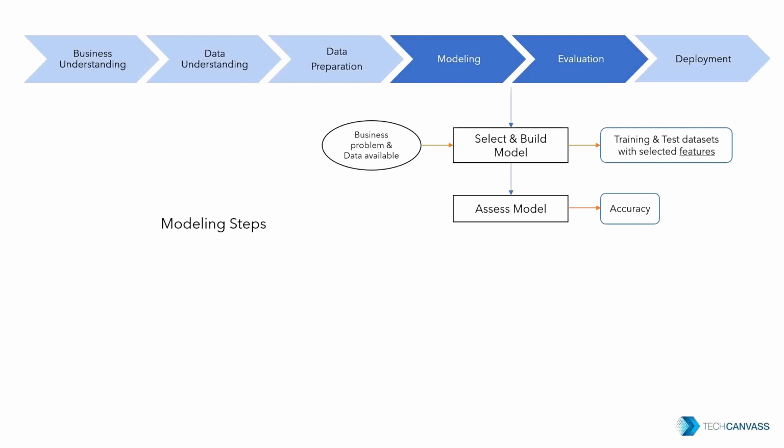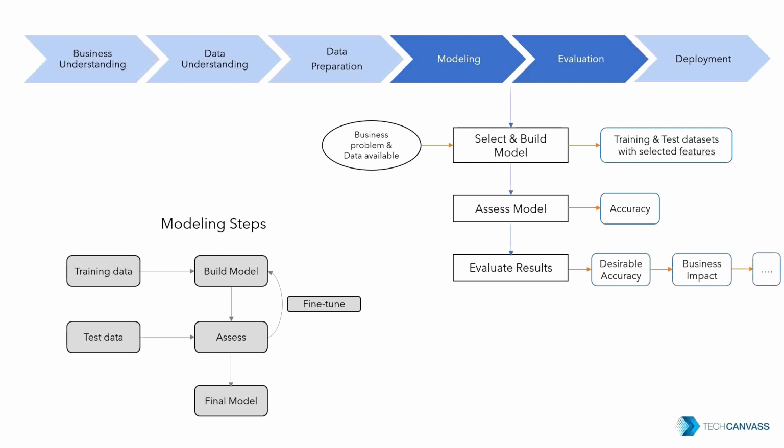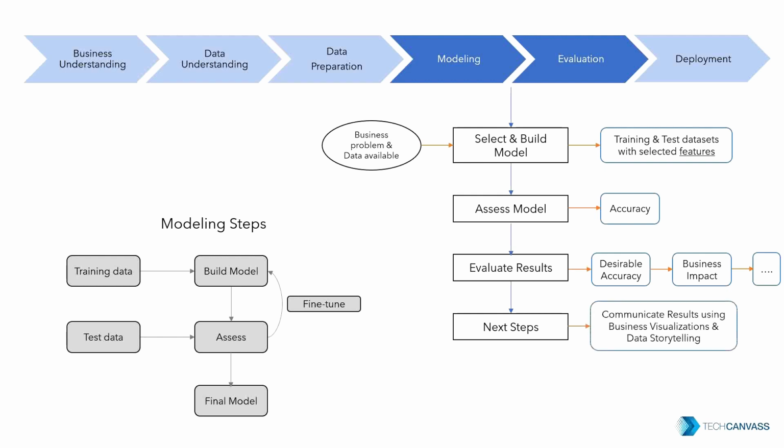Here are some of the basic steps performed by the data scientist. We build the model using training data. Then we assess the model using test data, fine-tune as required, and then finalize the model. Once the model has reached desired accuracy, the insights or relevance to the original business question, the business impact, risks, right, and much more have to be communicated to the business decision makers. Business visualizations and data storytelling are an essential part of this process.